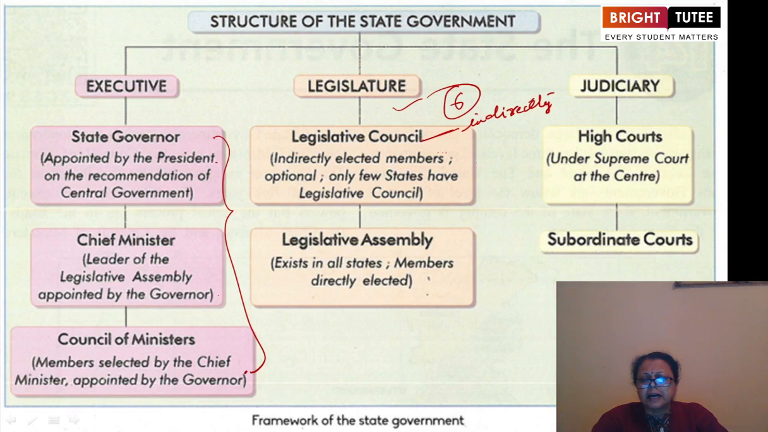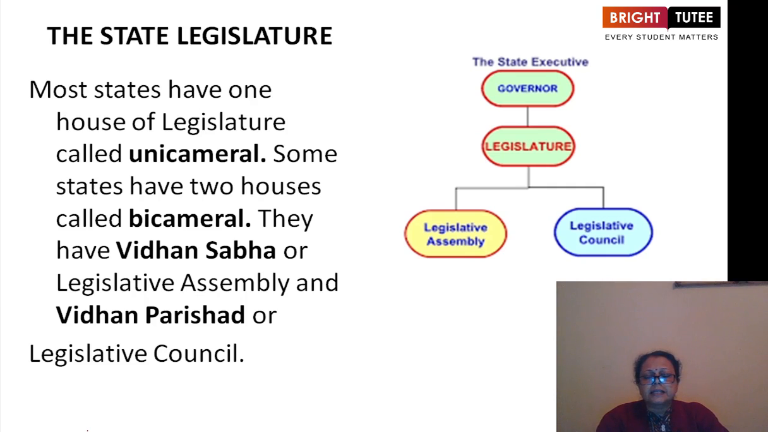Indirectly, they are elected. And the Legislative Assembly members are directly elected, and we have this facility in 22 states. Only 6 states have the bicameral legislature. In the state legislature, most states have one house of legislature, called unicameral. Some states have 2 houses, called bicameral.